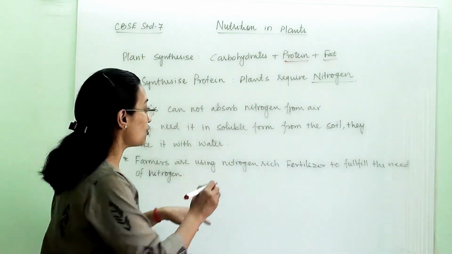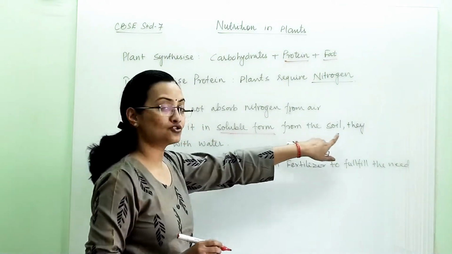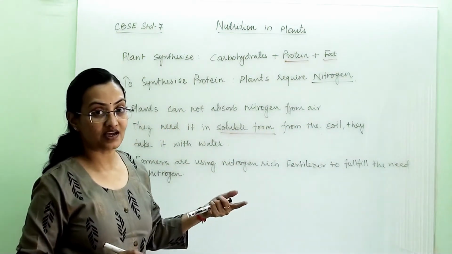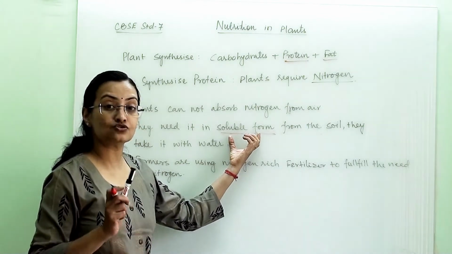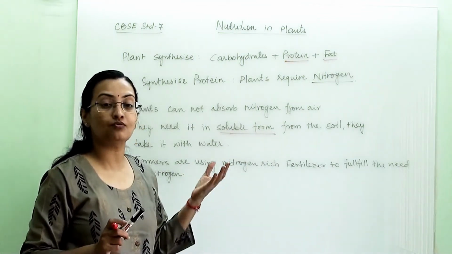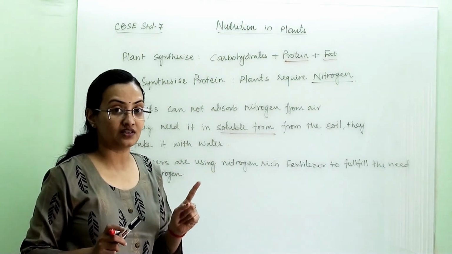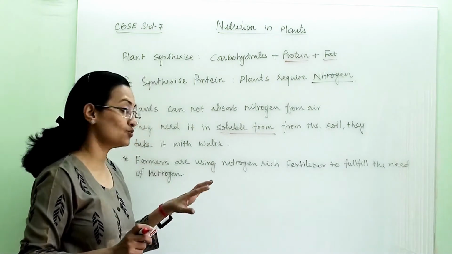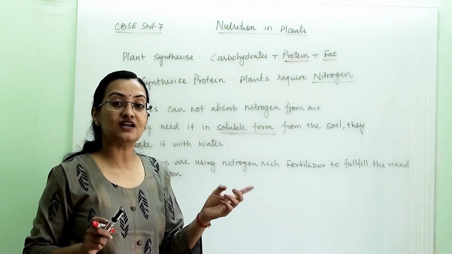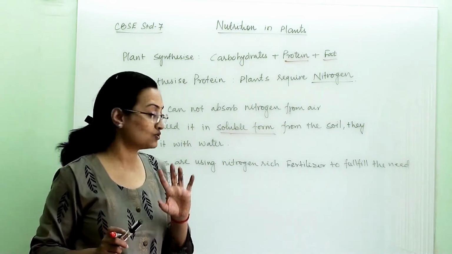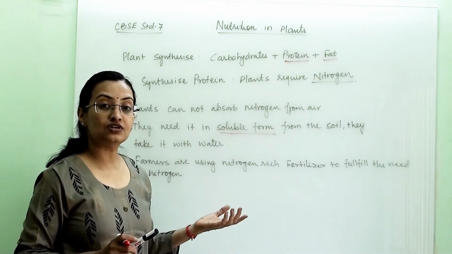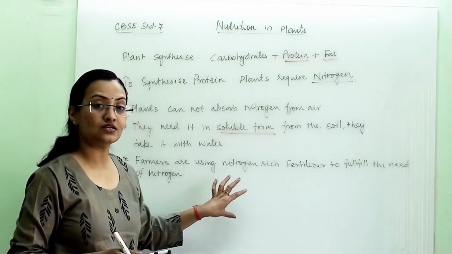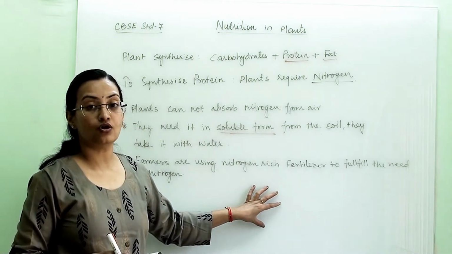They need it in a soluble form from the soil, and they take it via water. Along with the water they take it in soluble form via roots. So they are taking it from the soil, they are not taking it from the air like they take carbon dioxide. So the mode of accepting nitrogen is different, and it is via soil. That's why we often hear that farmers are utilizing nitrogen-rich fertilizer. Why are they utilizing this fertilizer? To fulfill the need of plants for nitrogen.